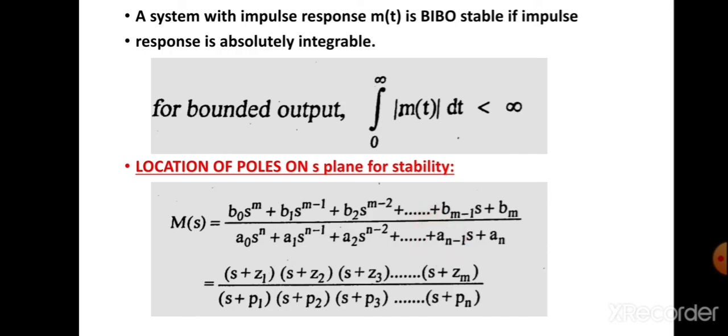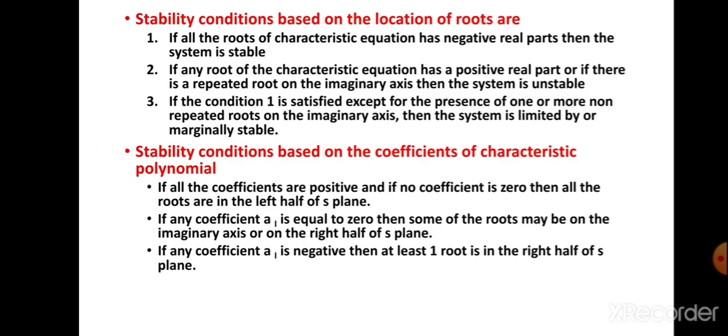So the condition for this stability is: if all the coefficients are positive and if no coefficient is 0, then all the roots are in the left half of the S-plane. So we will mark the roots on the S-plane, where the S-plane is composed of a real axis along the x-axis and an imaginary axis on the y-axis.